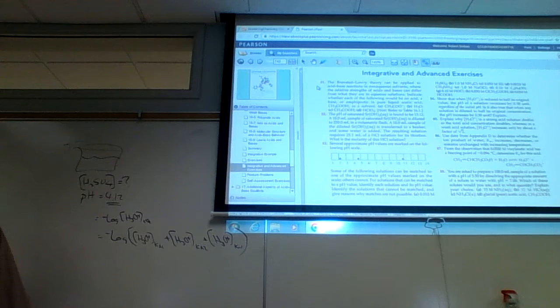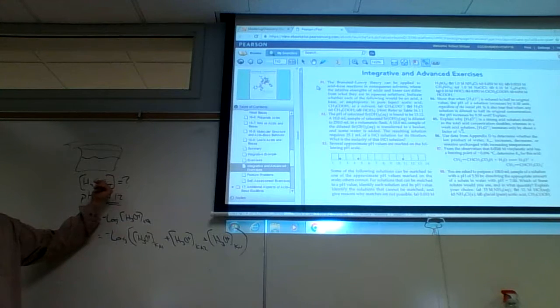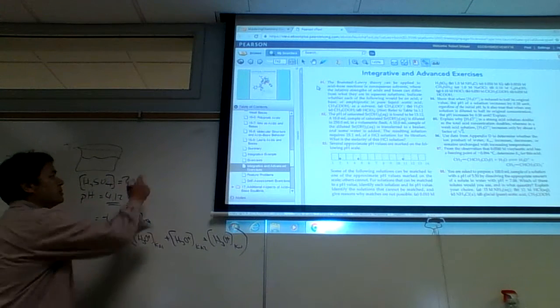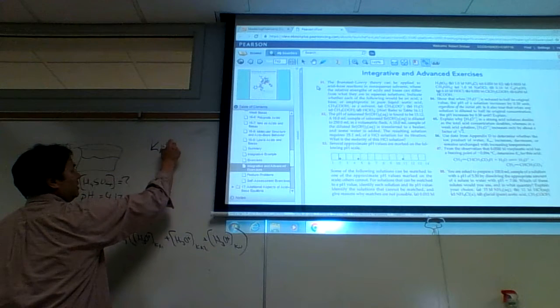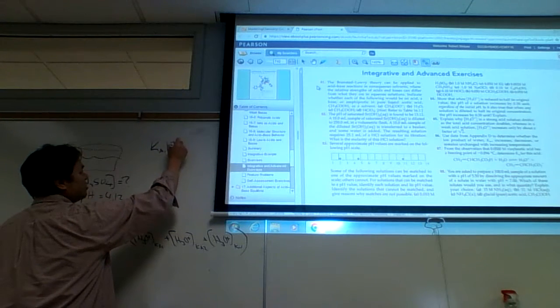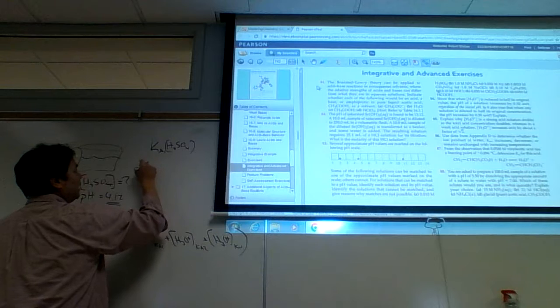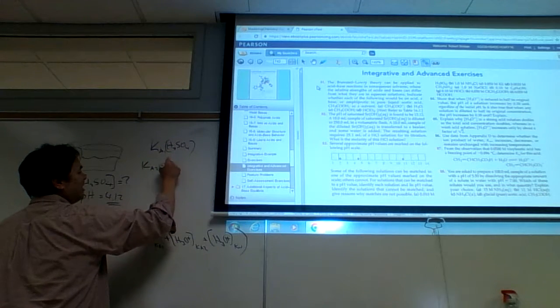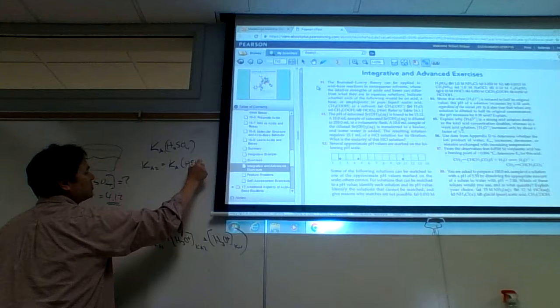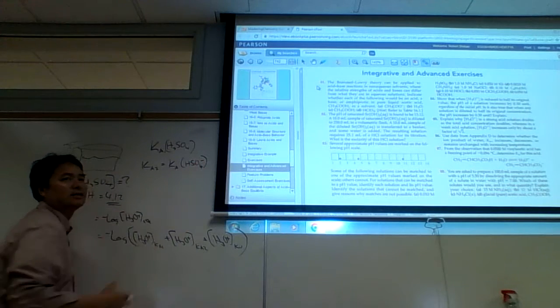For some diprotic acids we can ignore step 2. For example, carbonic acid, we can ignore step 2, and a bunch of other acids too. This is special because H2SO4 is a strong acid, but step 2 is not a strong acid. Let me tell you what step 2 is. Ka1 is for H2SO4. Ka2 is the Ka for HSO4 minus. What do you know about the Ka for HSO4 minus?